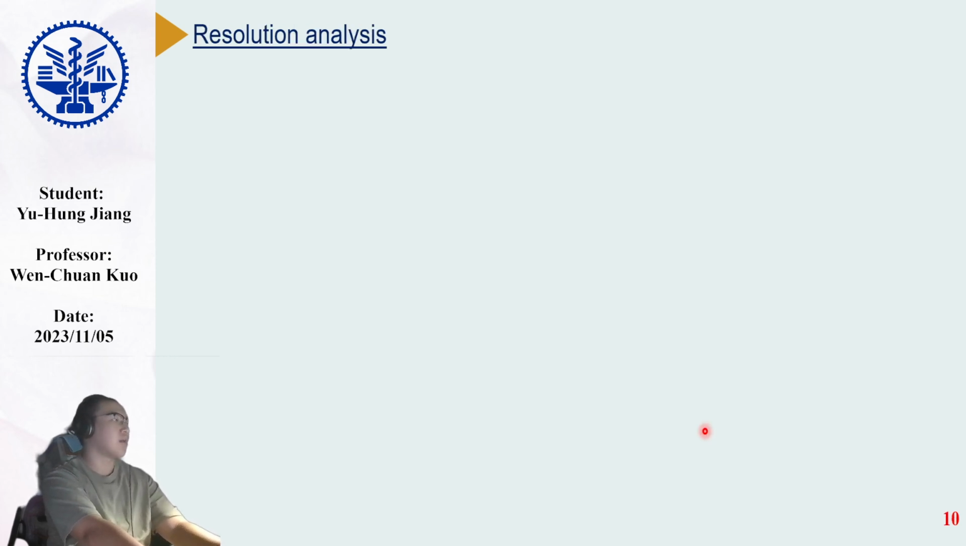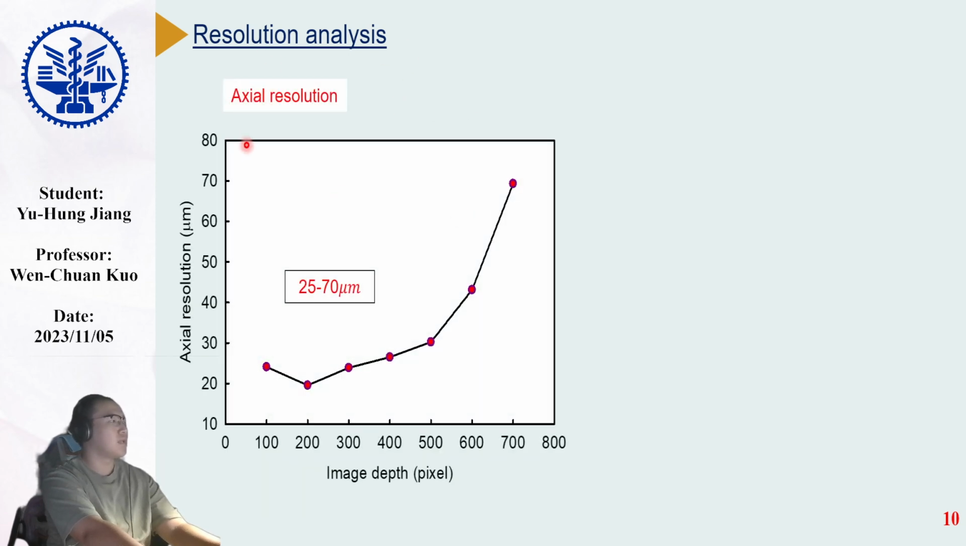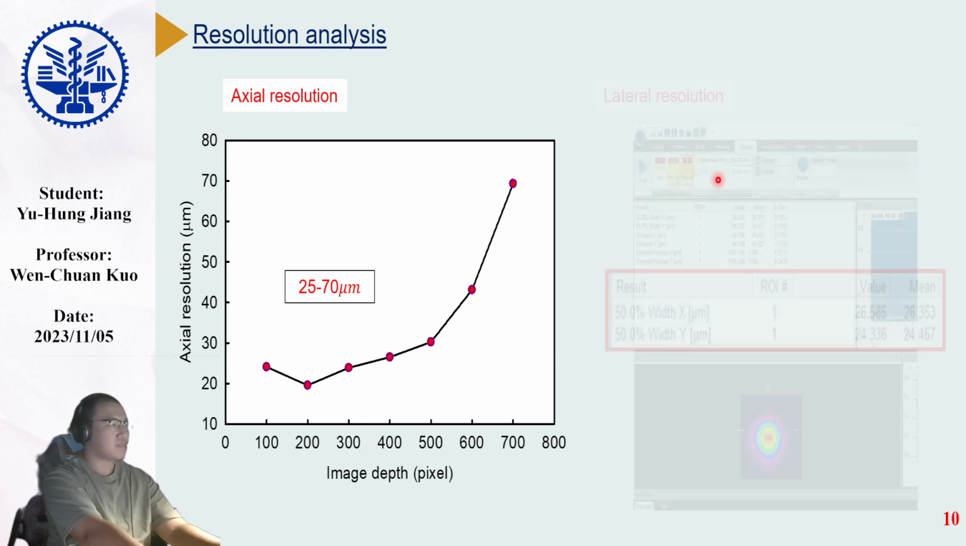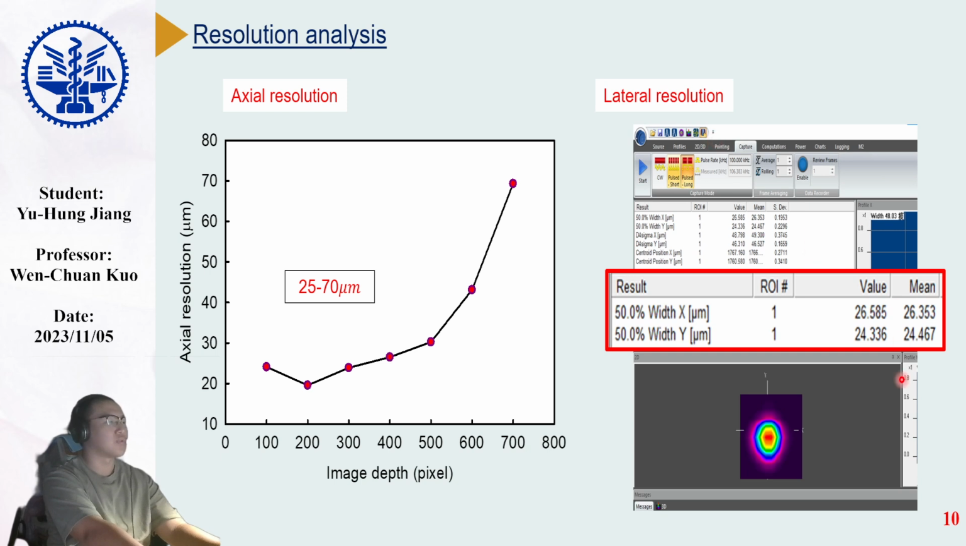After the setup, we also did a resolution analysis. In the axial resolution, we have 25 to 70 micrometers at different image depths. In the lateral resolution, we have 24 to 26 micrometers.